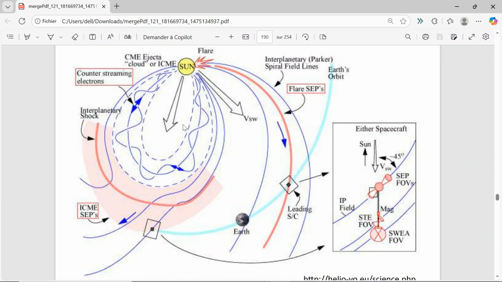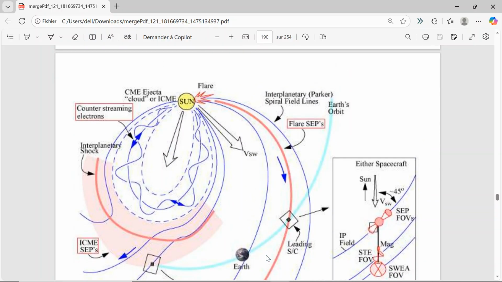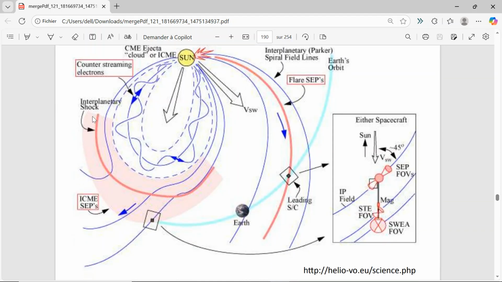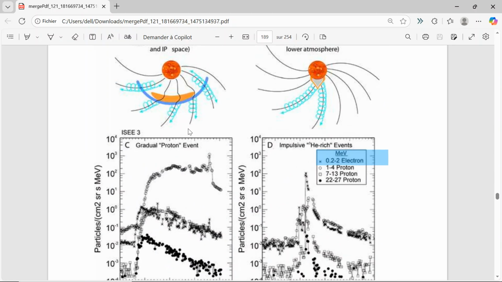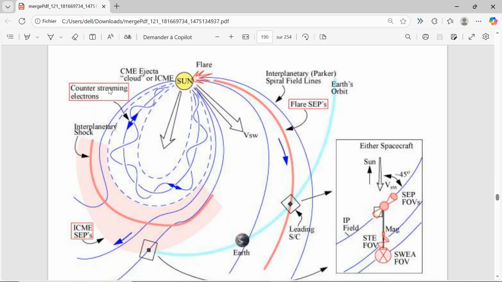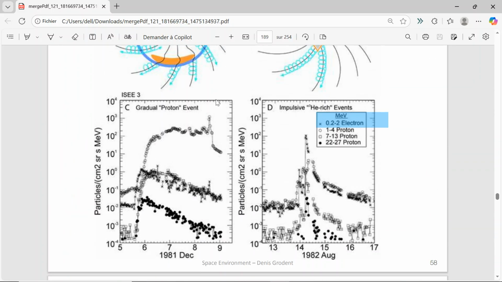So this is another representation of the coronal mass ejection interplanetary shock. You can see here the magnetic field lines that are not connected to the sun, that are linked to the Earth, to the open magnetic field lines that can take some particles with them. So you have the interplanetary shock with solar energetic particles, solar energetic protons mainly, as seen here. This is a gradual proton event. The counter streaming electrons remain attached to the sun. This interplanetary shock contains high energetic protons.